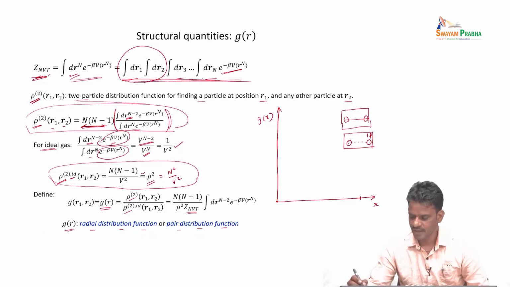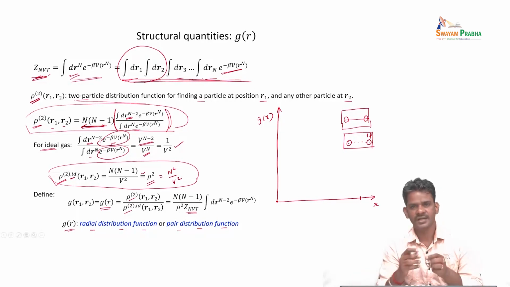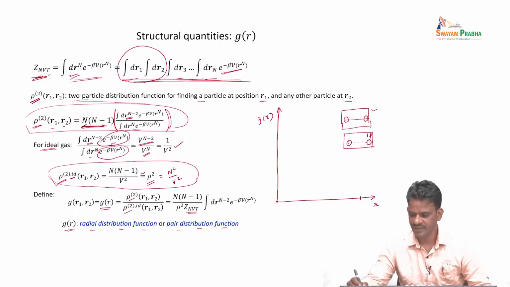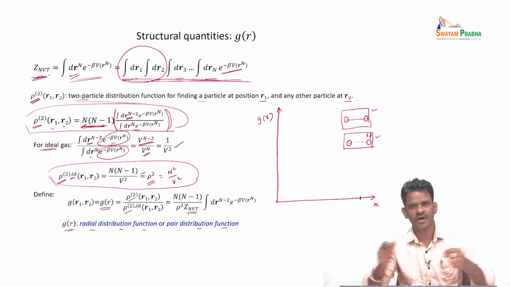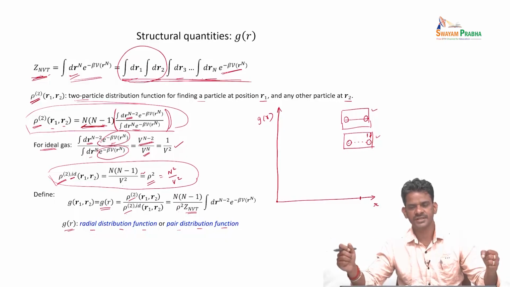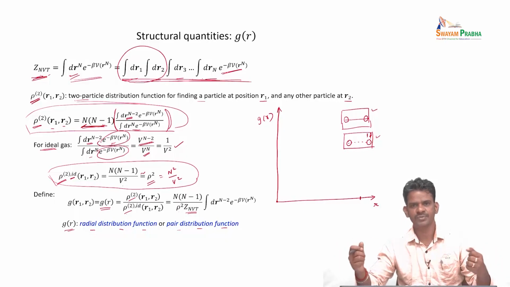So, you can see that as long as this distance r is sufficiently large, whether you have a real system or an ideal system, this value of rho 2 will be equal, because even though there is interaction at short range, at long range, the moment you go to very long distances, these values will be very similar to ideal ones.